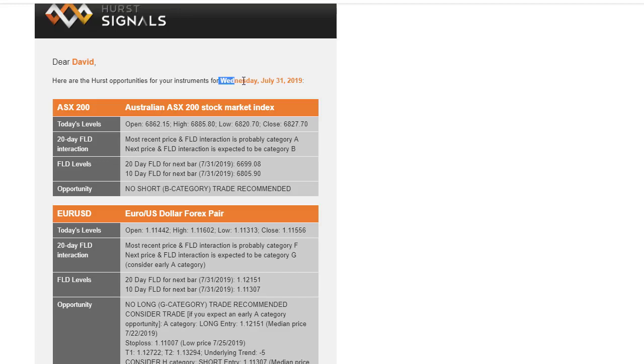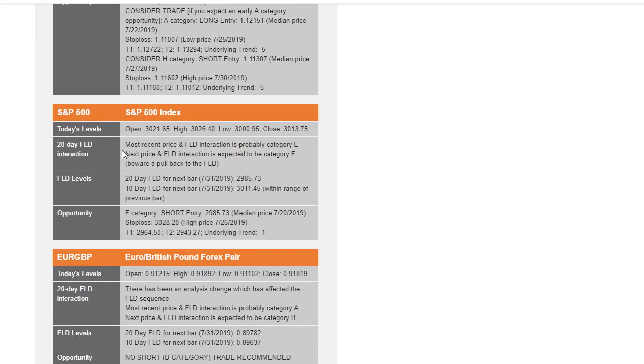And here are our Hurst trading opportunities for July the 31st, 2019. Let's scroll down to the S&P 500. Here we have the same commentary. There's been no change to the analysis. So the most recent interaction was probably category E, and the next interaction is expected to be category F. Here is our trading opportunity, an F category short entry. Notice that the system is not giving the caution about this being a premature trade anymore. As time has passed, it's no longer a premature trading opportunity, it's a good trading opportunity.